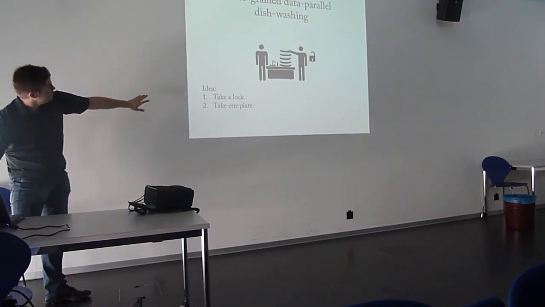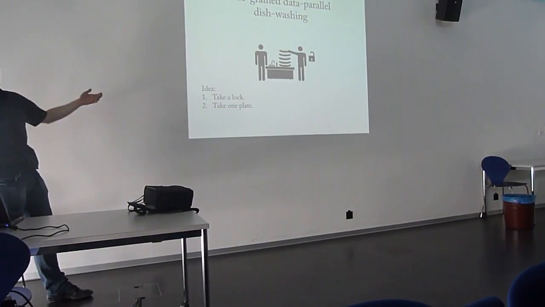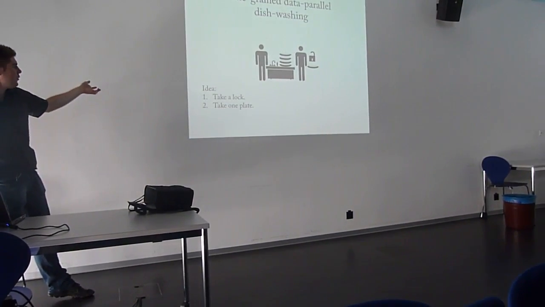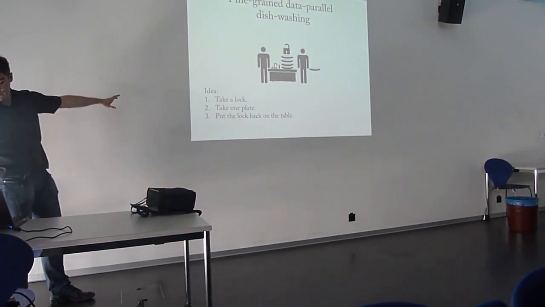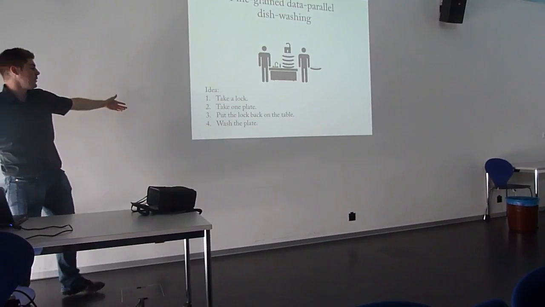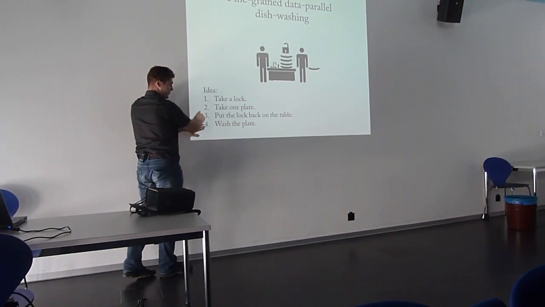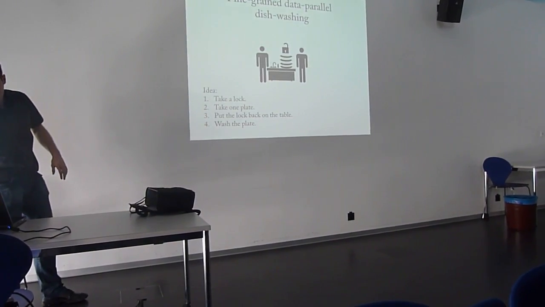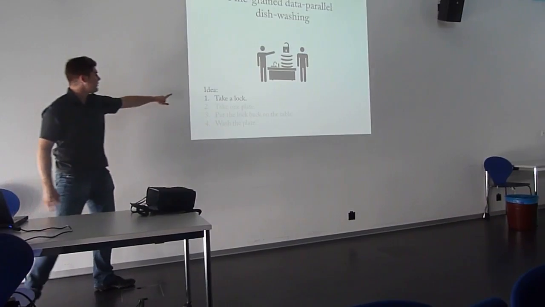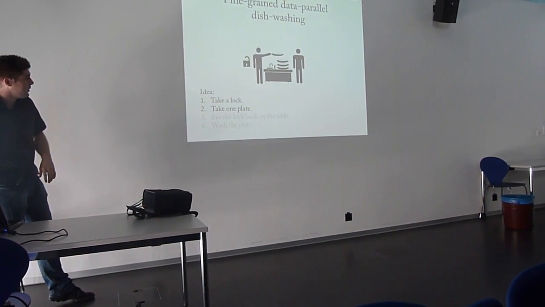And then the right guy decides in the next step to take one plate. He's holding the lock, he has the right to take plates. He does so. In the first step, he puts the lock back on the table, and then he washes the plate. While he's washing the plate, somebody else can do these three steps, because the lock is again at the top. Right? So let's assume now the left guy takes the lock, and then he takes one plate.